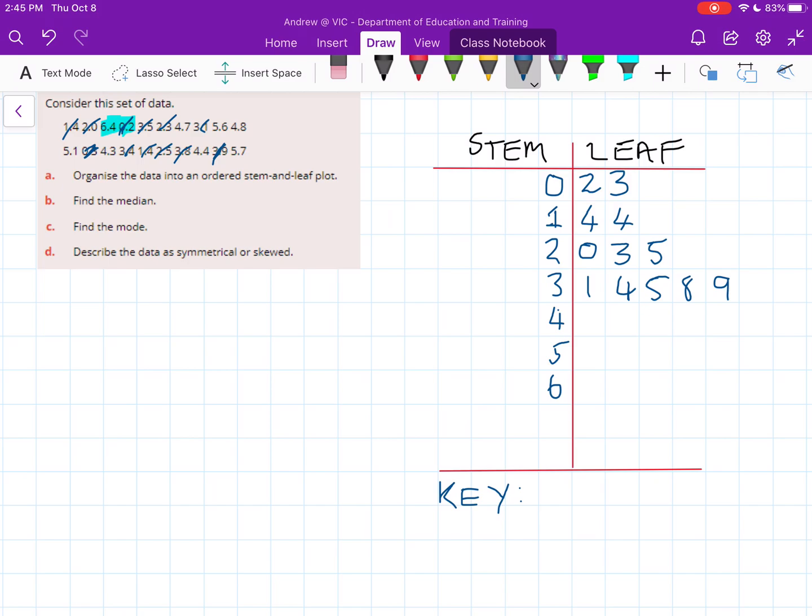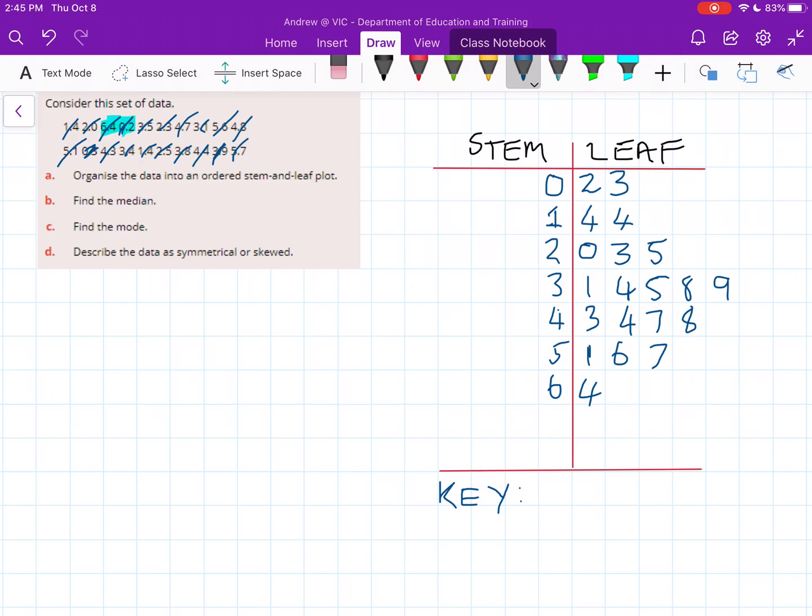So we now have 4.3, 4.7 and 4.8. Okay, 4.3, 4.7, 4.8 and 4.4, and then you can see here I've just got 5.1, 5.6, 5.7 and then 6.4 left. I've crossed them all out after I've done it. So now we haven't missed any bits of data, so it's all there, it's accurate.